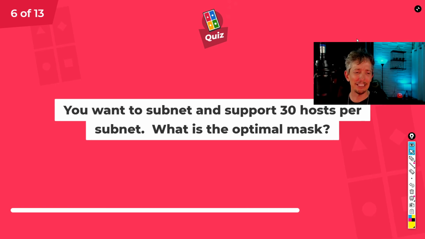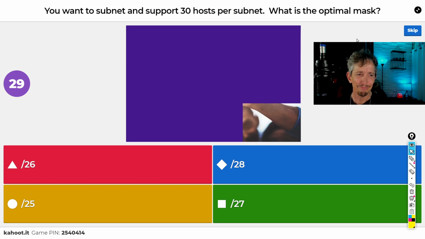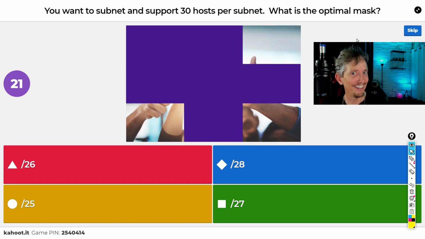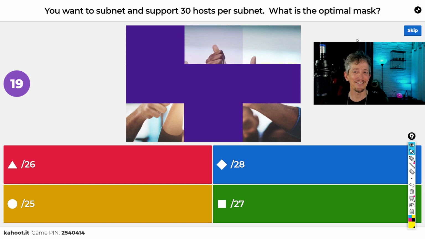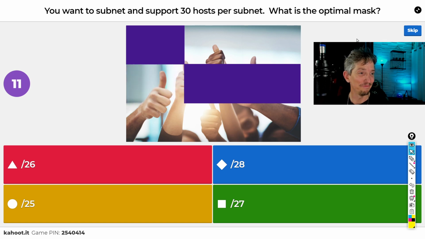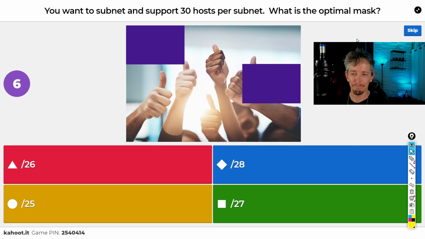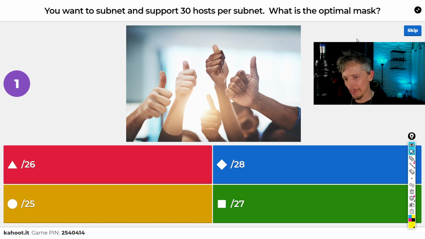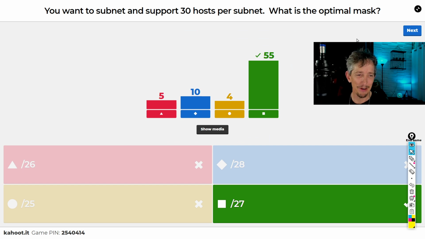All right, you want a subnet and support 30 hosts per subnet. What is the optimal mask? Meaning, leave just enough host bits and no more. That's the question here. And if you're getting out your fingers, that's a good move. You want to support 30 hosts per subnet. Boom. Here we go. Man, there's so many people on /27.